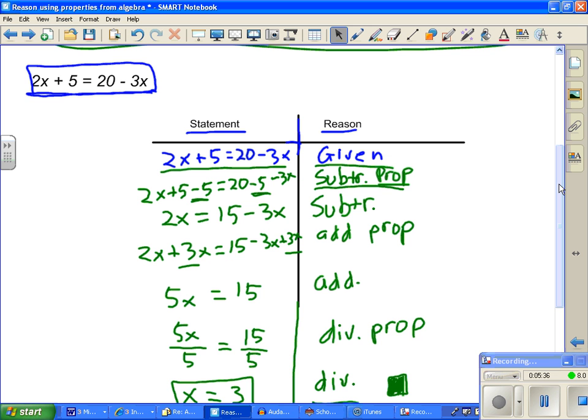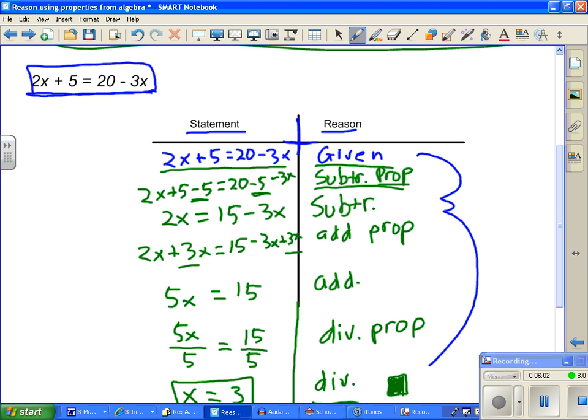Now, I know that's a lot of steps for an algebra problem. Again, the point of this is not to do the algebra. The point of this is to get used to this T-column concept so that you can use proofs. I know you know how to solve that in faster methods. The point of it is not to solve the algebra. The point of it is to get used to showing a reason for every single step you do, because that's what you're going to have to do with a proof.